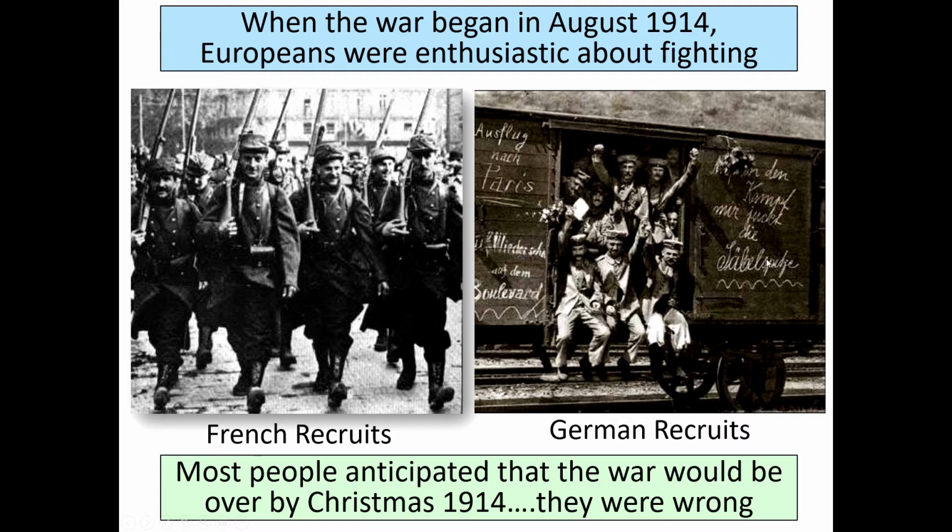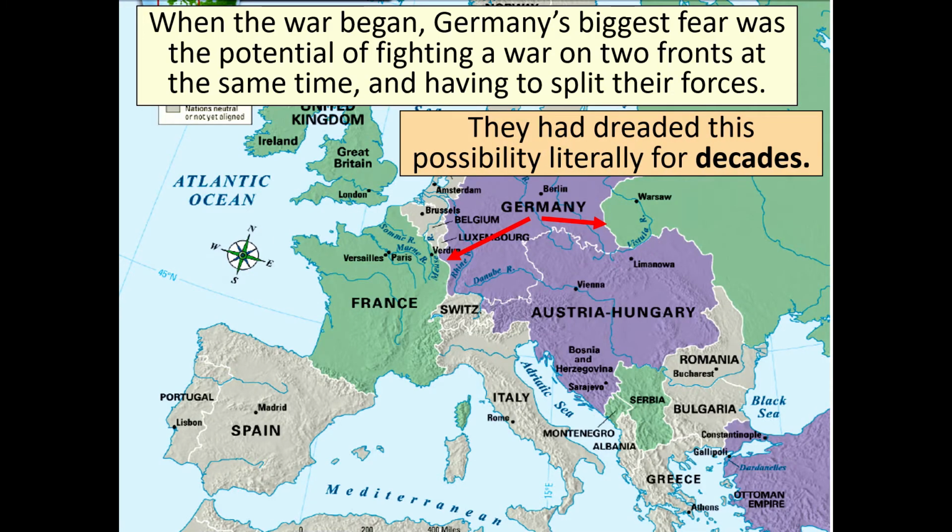And then here are these German recruits on this train, and you've got all this writing here on the train. Ausflug nach Paris means it's an excursion to Paris. Auf Wiedersehen, auf dem Boulevard. We'll see each other again on the French Boulevard right there. And then to the right here, it says, into the fight. The point of my saber is itching. And so they have no idea what they're in for. When the war began, Germany's biggest fear was the potential of fighting a war on two fronts at the same time and having to split their forces.